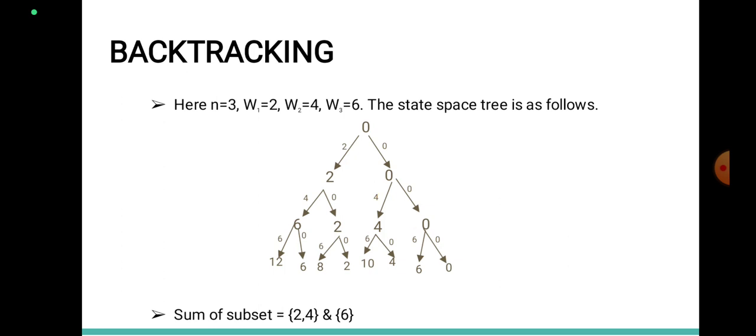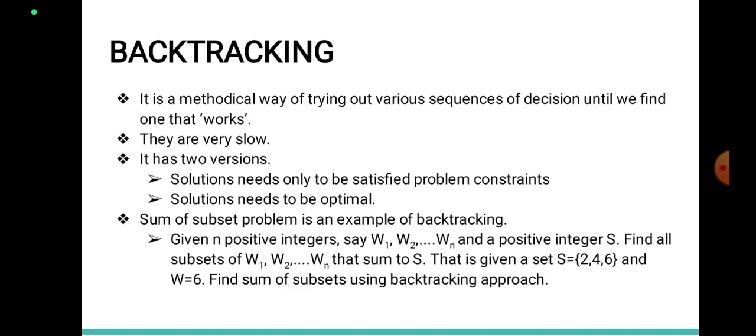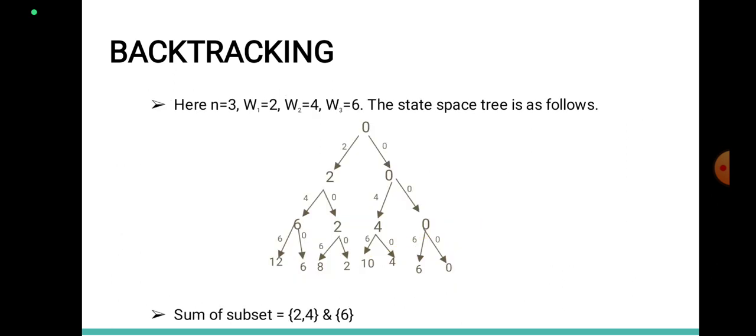The question is that the sum to be obtained is 6. Here we obtain 6, as 2 plus 4 equal to 6. So we have obtained one of the sums. Now we have to obtain the others also, right? Next we will check the other branches.